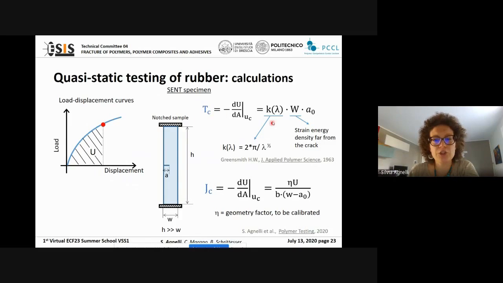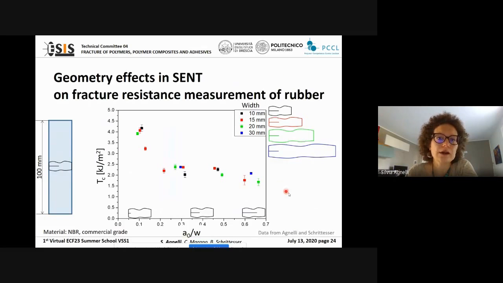For tearing energy, you need the geometry factor, which is reported in the literature, and this depends on the stretch ratio. But you also have to calculate this critical strain energy density. With the J-integral, you can use directly the energy under the curve, but you have to calibrate this eta, this geometry factor.